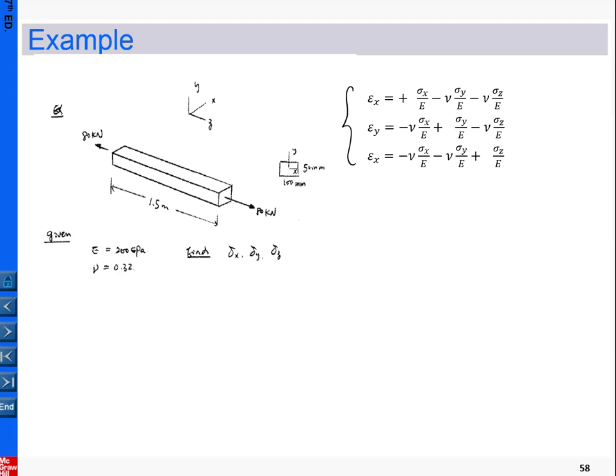So first, we assign our coordinate system, for example x, y, z like this. Under these situations, I want to highlight that right now z is our axial loading.